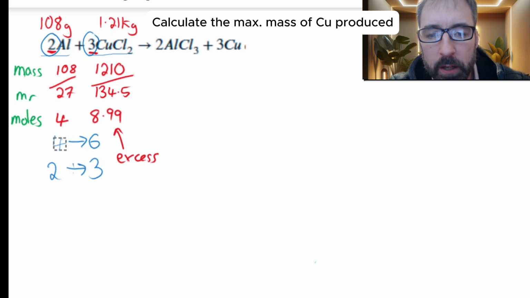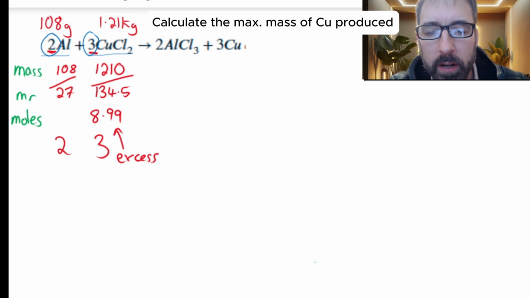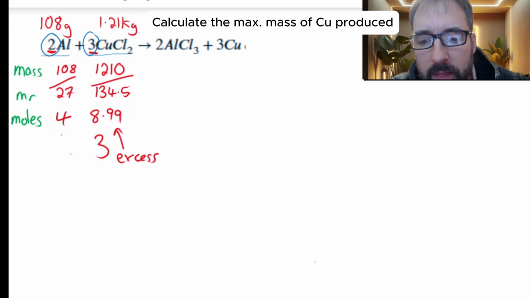You can check that in the opposite direction. So what I'm going to do this time is I'm going to rub out the 4. In the exam, you just cover this with a pen or something. And okay, here we've got the best part of 9 moles of copper chloride. So working backwards, if it's a 3 to 2 ratio, and we've got 9 moles of copper chloride, how many moles of aluminium would it want to react with? Well, 3 to 2 is the same as 9 to 6. Okay, so it would want to react with 6. But how many have we got? We can remember that we had 4, which is less than 6. So this is your limiting reagent.